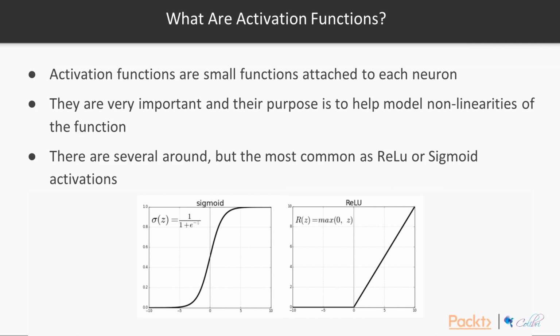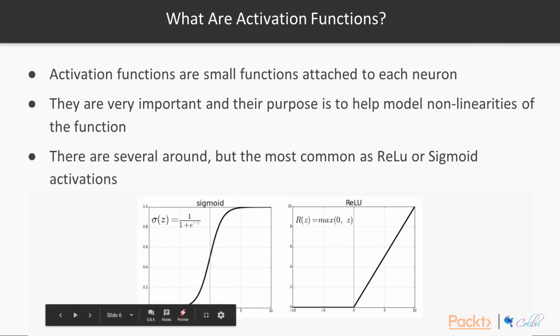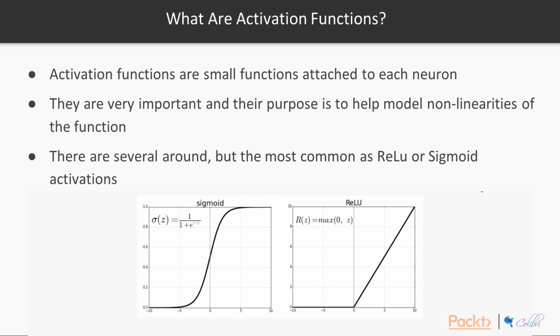They're just small functions that take in a single value, because it's just a single scalar that's passed into a neuron, and then it goes through this activation function before it is outputted to the next neuron. They're very important as they help to model non-linearities of the function. There are several around, but most commonly they use ReLU or sigmoid. You can see sigmoid is referred to as the soft step, and ReLU is just like a ramp that can't be negative. So that's activation functions.